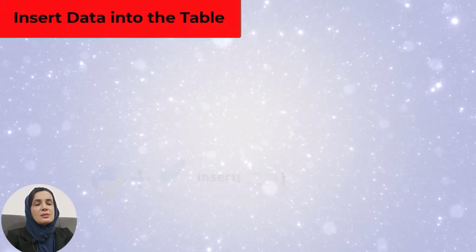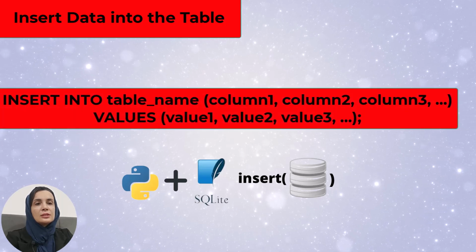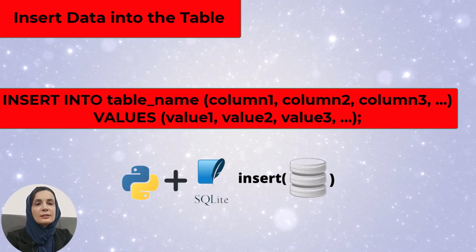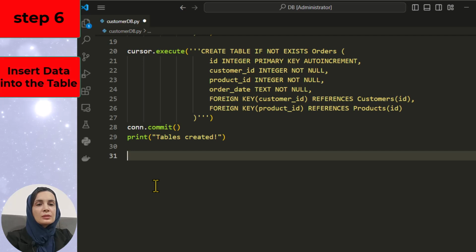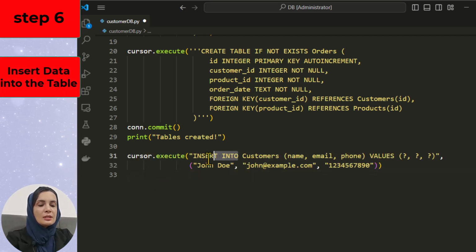Let's add some customers, products, and orders. You can use the INSERT INTO SQL command to add data. Here's how to add a customer to the customers table. We use cursor and the execute function to insert a customer in our table. INSERT INTO is the SQL query.